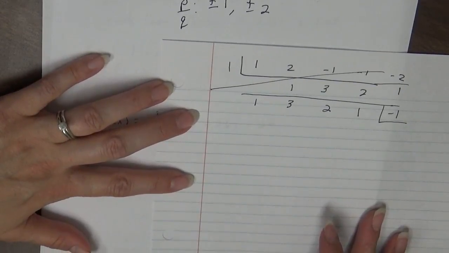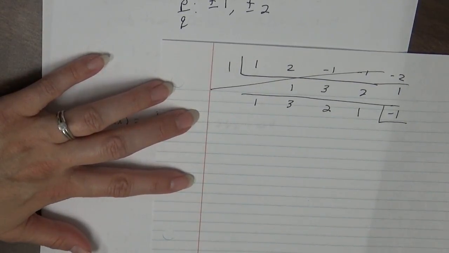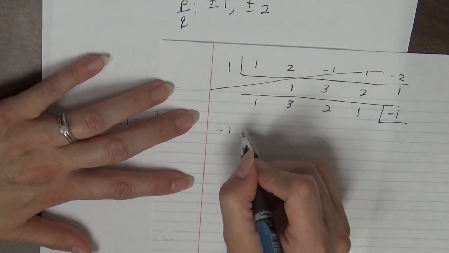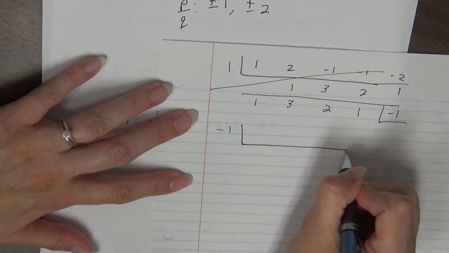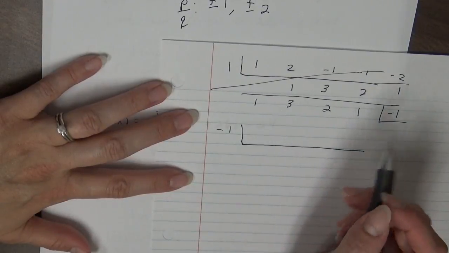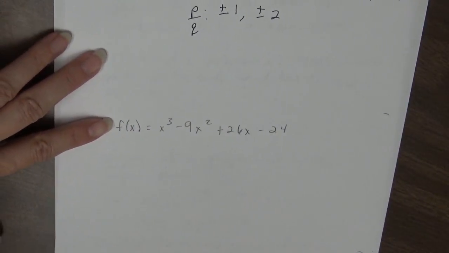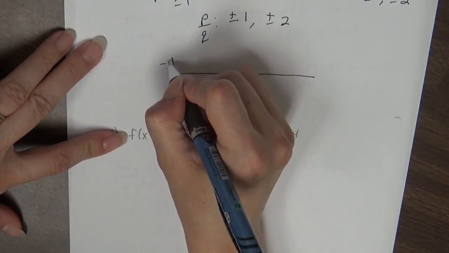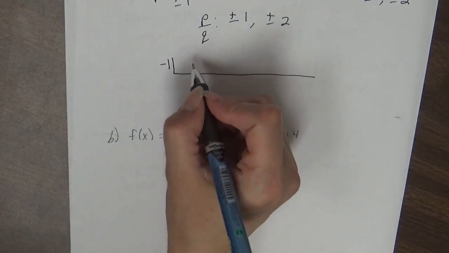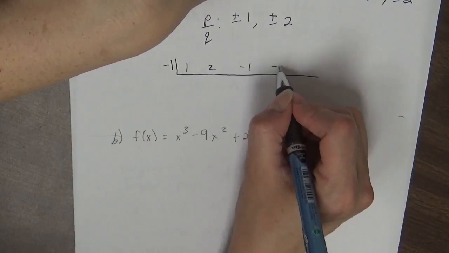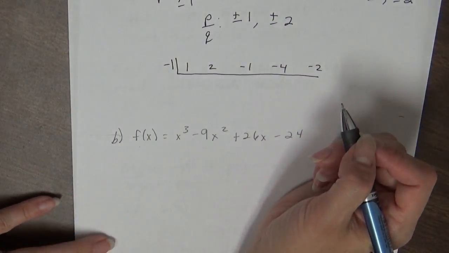I did this earlier, but I don't remember which one actually worked. Okay, let's do negative 1. But you might have to do multiple ones till you find the one that actually works. If I do negative 1, I believe negative 1 is the one that works. So I'm going to put it over here. And I'm going to put inside 1, 2, negative 1, negative 4, negative 2.